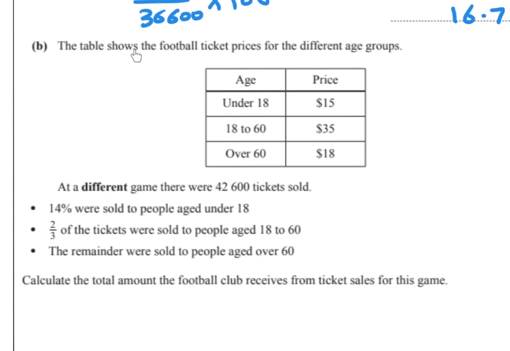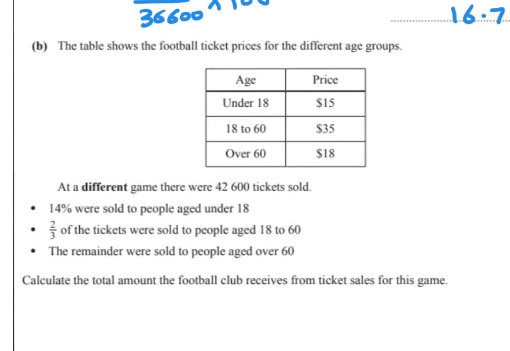B, the table shows the football ticket prices for different age group. Under 18, $15, from 18 to 60, $35, over 60, $18. At a different game, there were 42,600 tickets sold. 14% were sold for the age under 18. 2/3 of the tickets were sold to the people aged from 18 to 60. The remainder were sold to the people aged over 60. Calculate the total amount the football club receives from the ticket sales for this game.